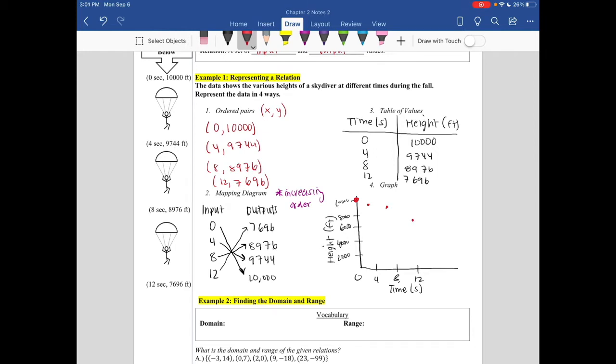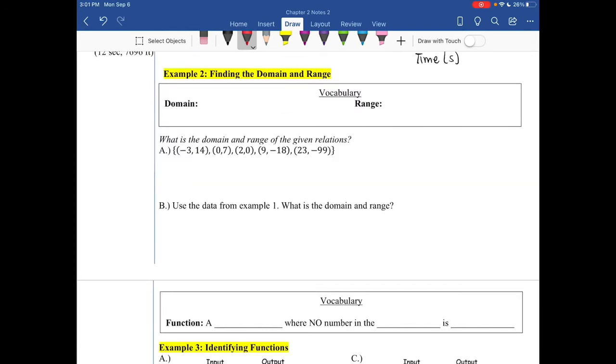to represent data. Now let's talk about finding the domain and the range of a relation. The domain are your input values, also known as the x values, whereas the range is the output values, or the y values. So when we're given a set of ordered pairs, remember that these always come in the format of x, y. So the domain, in this case, is going to be all of the first numbers in the ordered pairs.